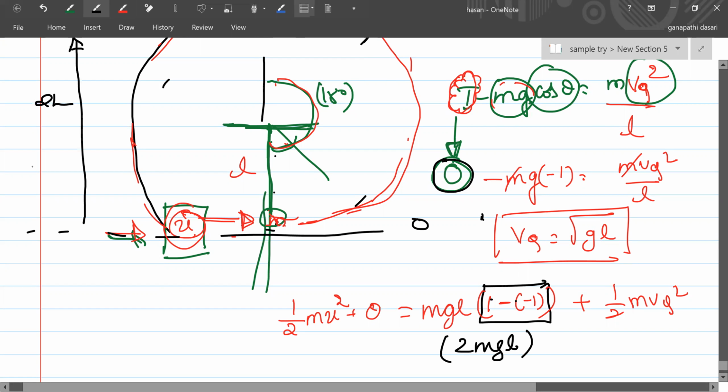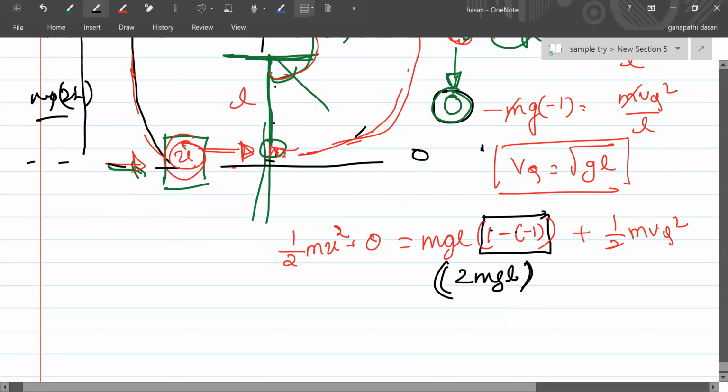What is the velocity VQ here? Tell me. VQ will be how much? Root GL, we already found out. 2mg, root GL. Half into m into root GL, root GL whole square is GL, right? Is equal to half into m into u square. I'm just copying the equation. Now this 2 and m get cancelled.